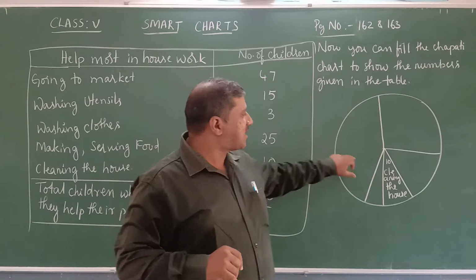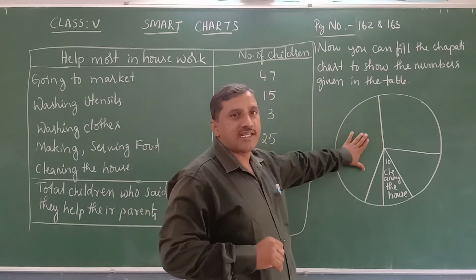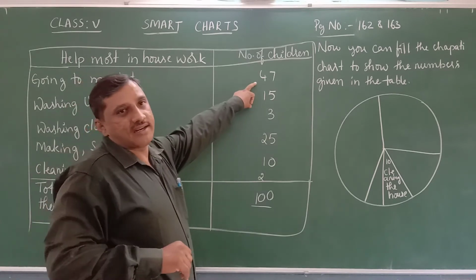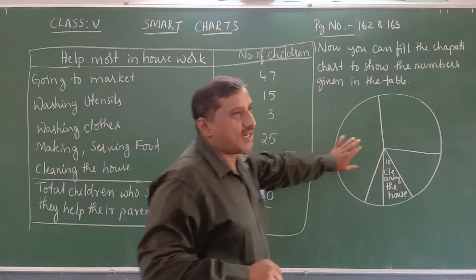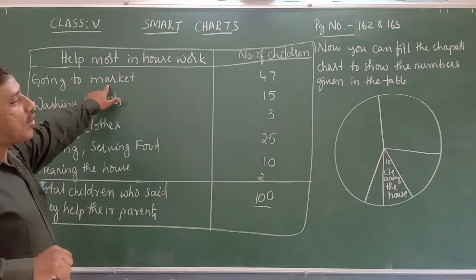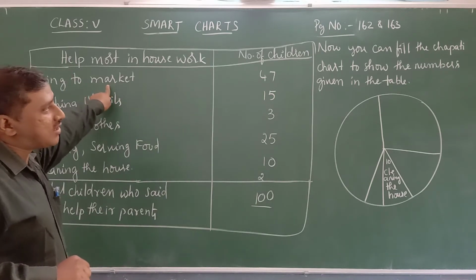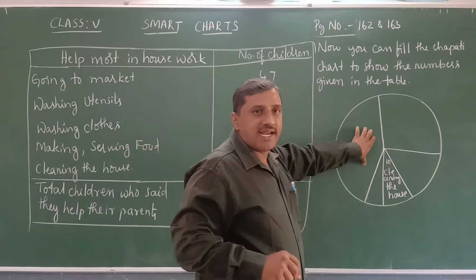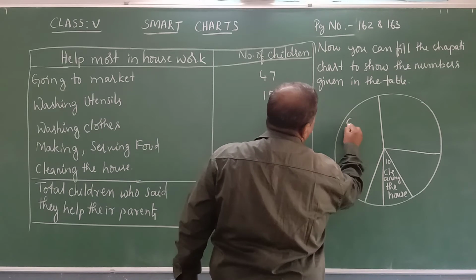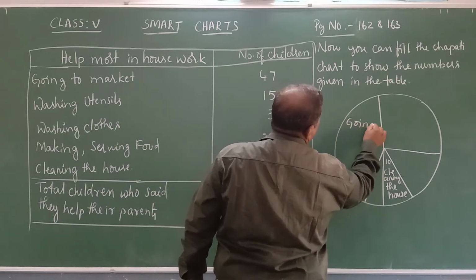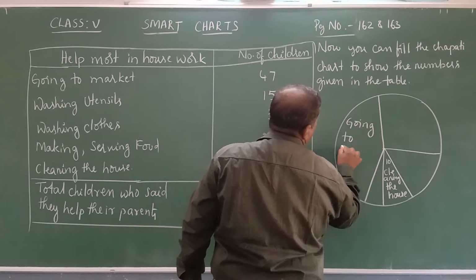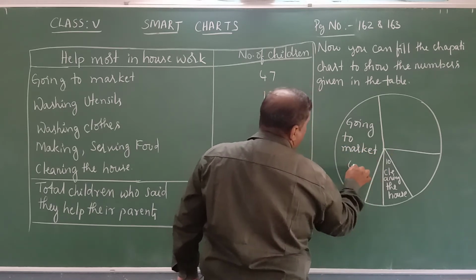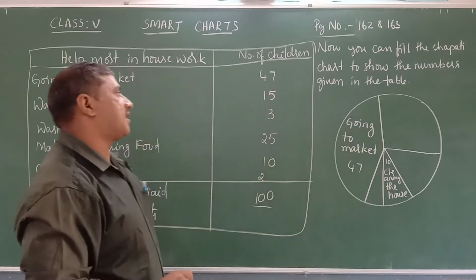Among them, which is the biggest part? This part is the biggest. That is the highest value, 47. So this part will represent what? The work related to going to market. The biggest value is 47 and this is the biggest part, therefore this work is going to market. So how many children are going to market? 47 children are going to market.